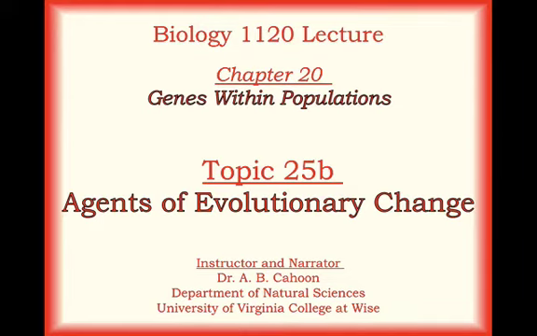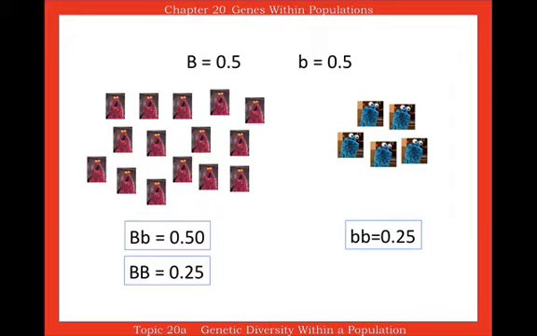Topic 25b, Agents of Evolutionary Change. In the last video, we used the Hardy-Weinberg formula to calculate allele and phenotype frequencies within a population. And we used the Sesame Street Muppet aliens as an example.